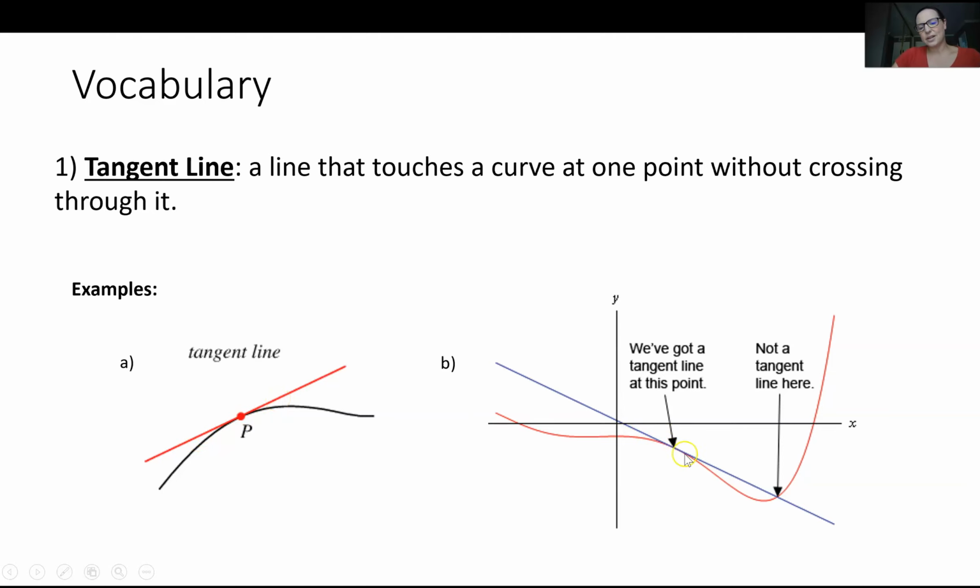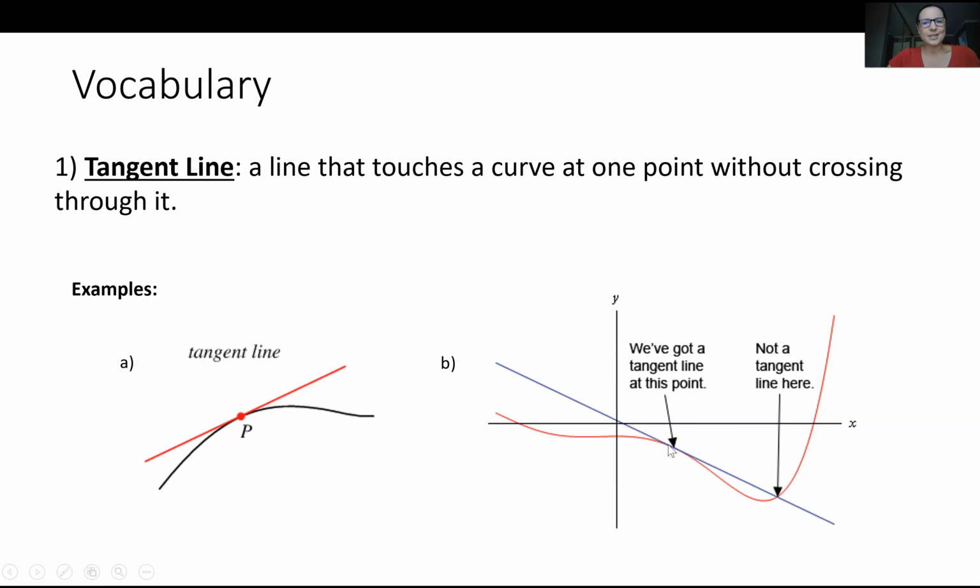Here's another picture here where we see one that is a point of tangency and one that is not, right? Where the line crosses through it is not tangent. Tangent is where the line is sort of laying alongside the function. They intersect at just the one point. So it touches at that one point but does not actually cross through it.